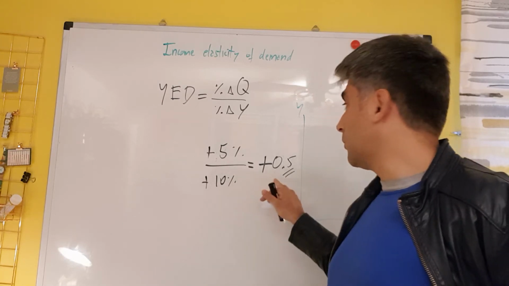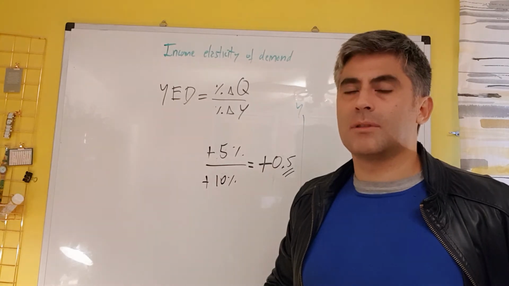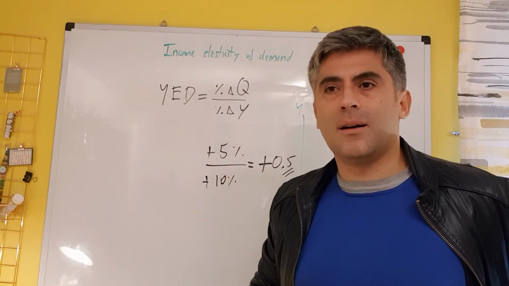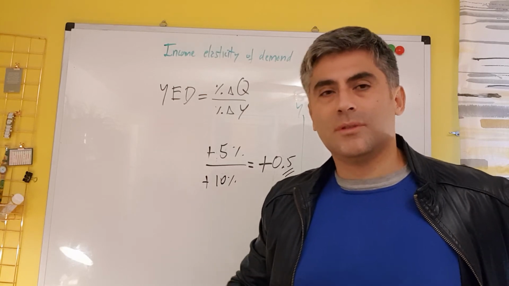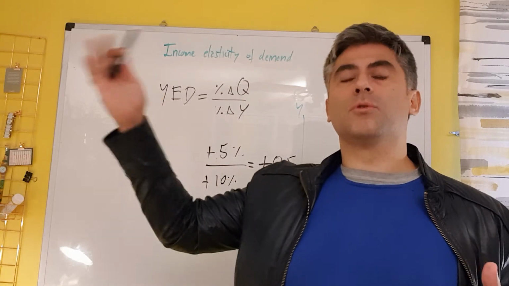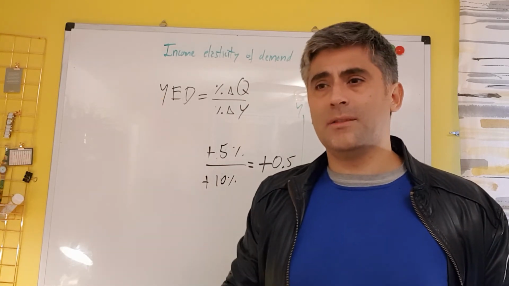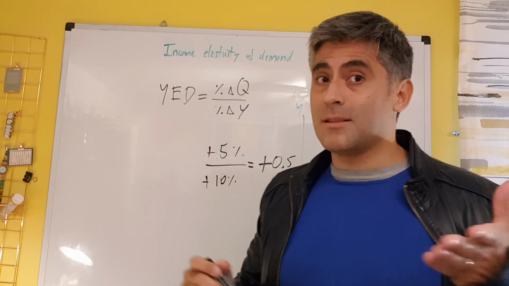However, if this result was 1 or more, then it will be a luxury. Things that fall under luxuries, intuitively you can think of holidays, cars, that sort of thing. You know, once you have a certain amount of income, you tend to buy more than proportionate amount of holidays and maybe cars. Not in my case, but maybe in your case.